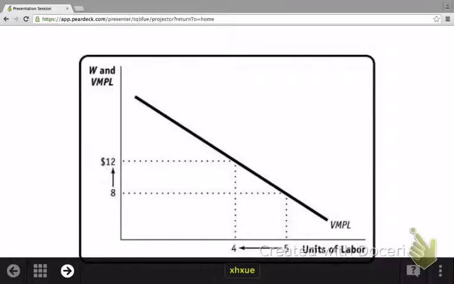So you can see this from the downward sloping value of marginal product of labor curve, and it's downward sloping because of the law of diminishing marginal returns, that each worker we hire brings in less additional output than the previous worker. And so when the price of labor, when the wage goes up, we hire fewer workers. Our hiring decision goes down from 5 to 4 workers in this case.